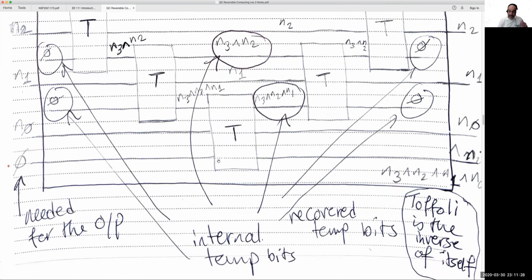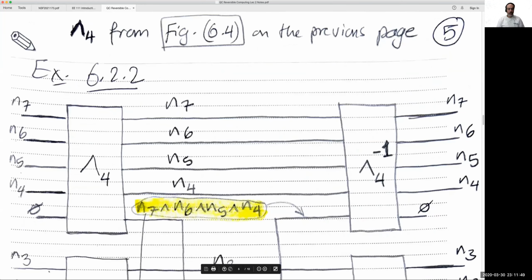So you need to convince yourself that a Toffoli gate is really the inverse of itself, and I have done that also at the back of the slides, on page 10 or 9 or something, and you can convince yourself there that this is the case, and it is. A Toffoli is the inverse of itself. So let us look at another example.